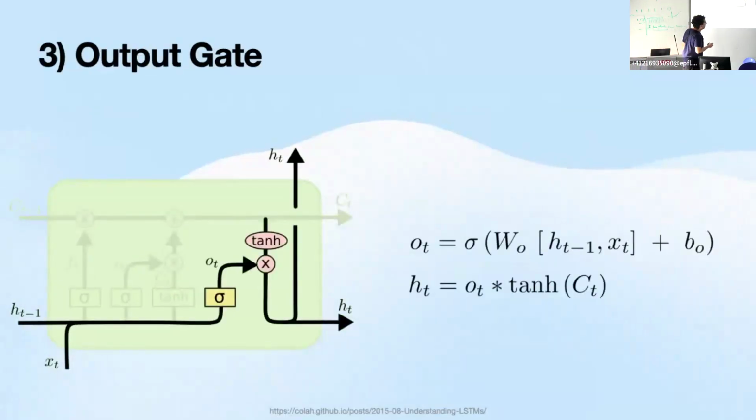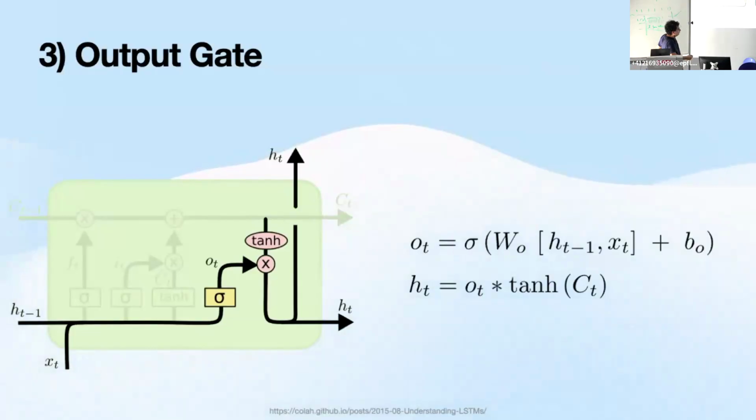So in order to calculate the H of T, it depends on three things. It depends on the previous H of T, the current input, and also C of T. Let's see how it is calculated. First, we calculate O of T. It's similar to how we calculated F of T and I of T. We call it the output gate because it's used to calculate the output.